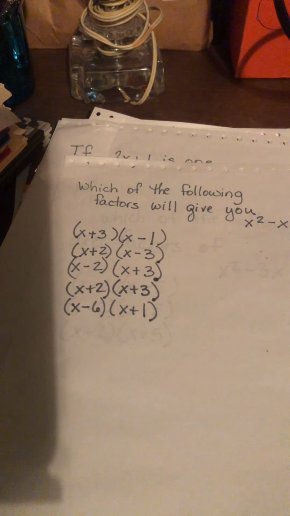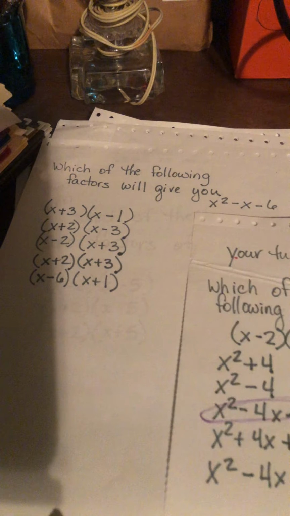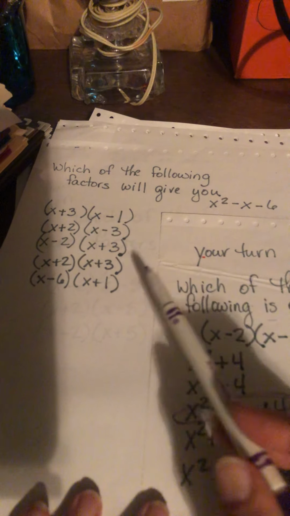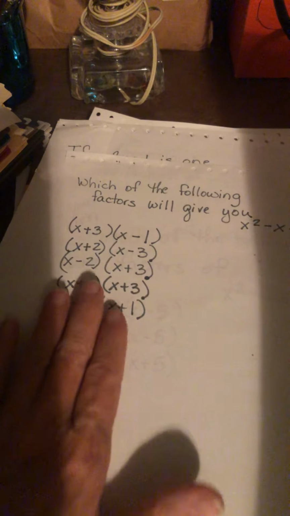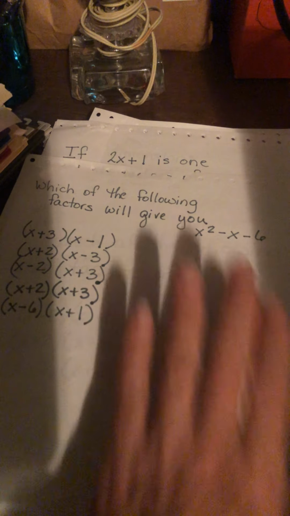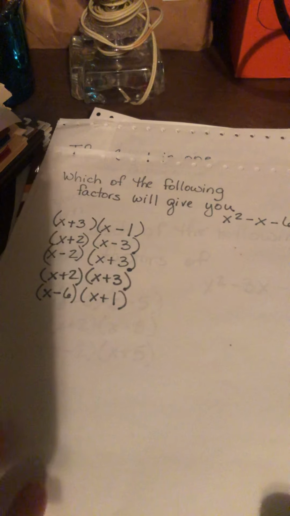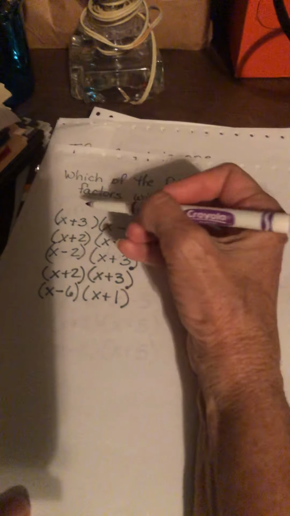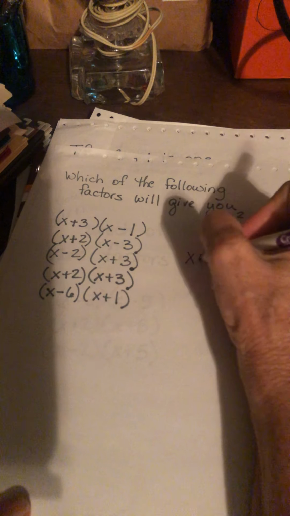Okay, hopefully you're getting the hang of it. Okay, so now, this is opposite. Before, we had the factors and we solved. Here, we're finding out which one of these factors will give you x squared minus x minus 6. Okay, there's a couple ways to do it, but one of the easiest ways is just to work these problems because we've learned how to do that.